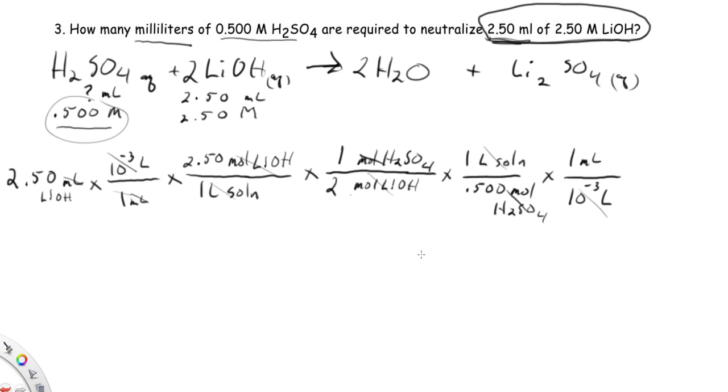So 2.50 times 2.50 divided by 2 divided by 0.5 equals 6.25 milliliters of sulfuric acid solution. And you would expect, so this is going to be 6.25, you would expect we needed more because our concentration is less.